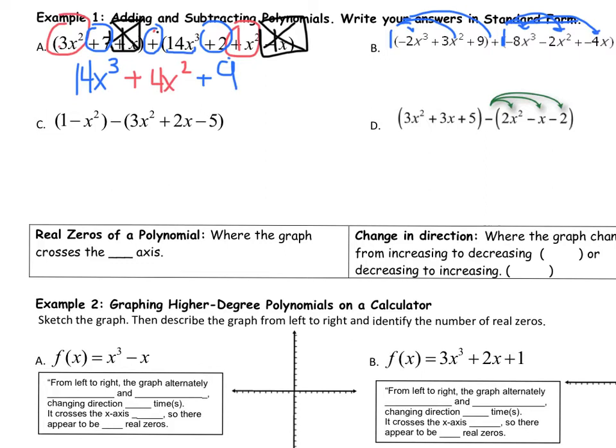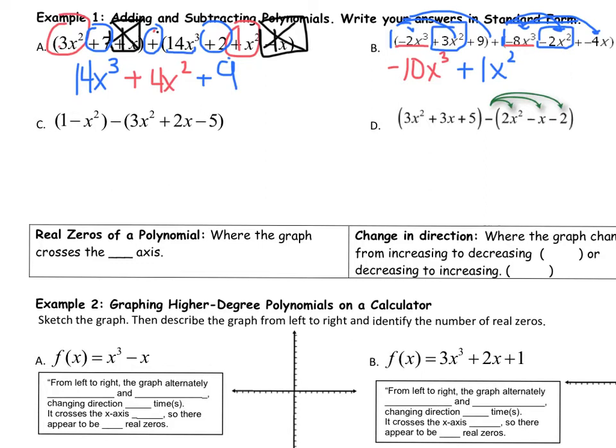So let's find the highest exponents first, which will be the x to the thirds. So negative 2 minus 8 is negative 10x to the third. Next, I'll look for x to the seconds. I have positive 3 of them right here and negative 2 right there. So 3 minus 2 is 1. So positive 1x to the second.